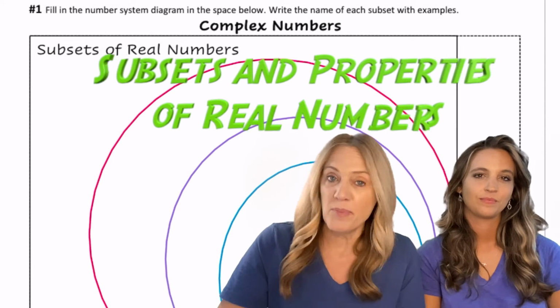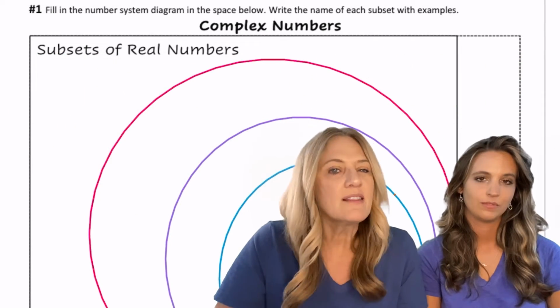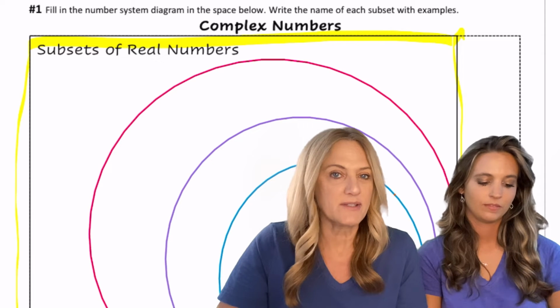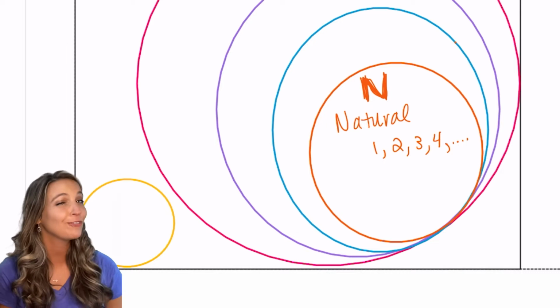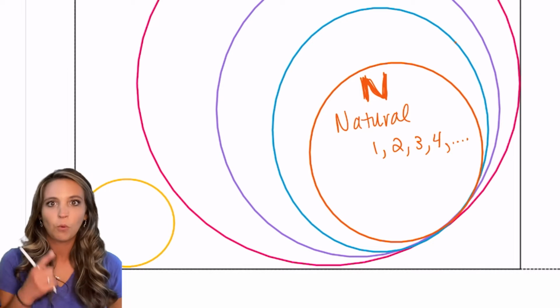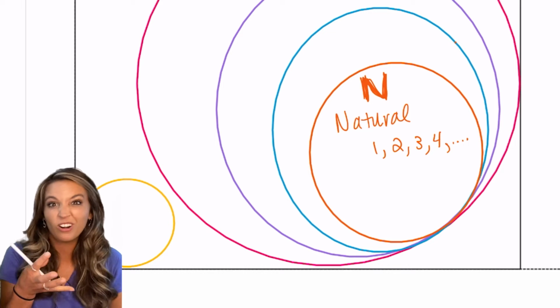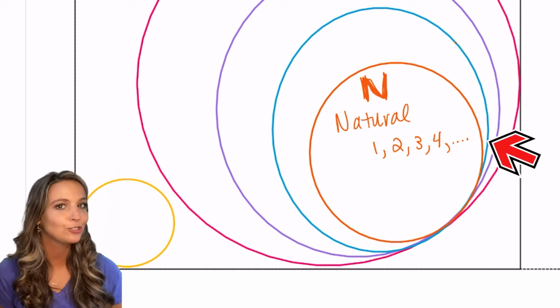Subsets of real numbers and properties of real numbers. First, let's look at our subsets of real numbers. Let's start with the smallest subset of real numbers. Remember back when you very first learned to count? How'd you count? 1, 2, 3, 4, and so on. Those are called natural numbers.